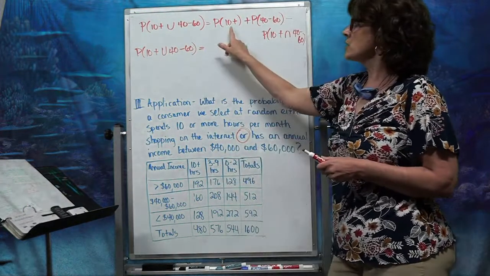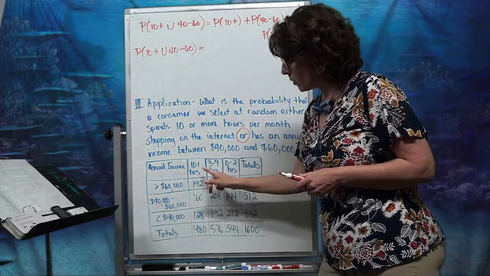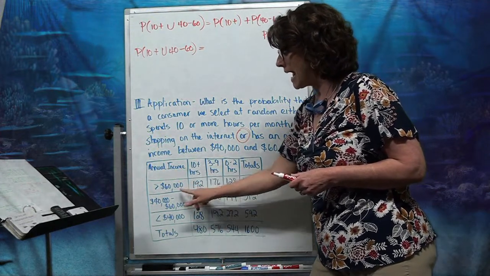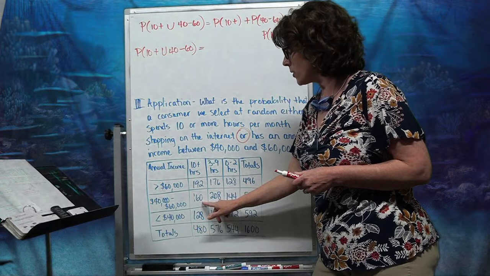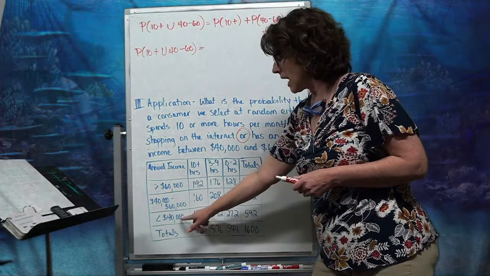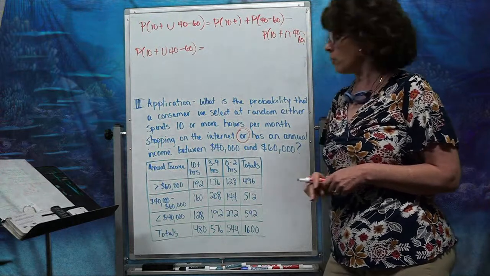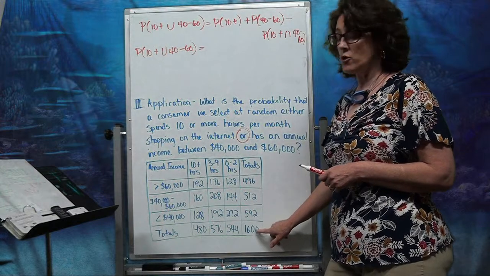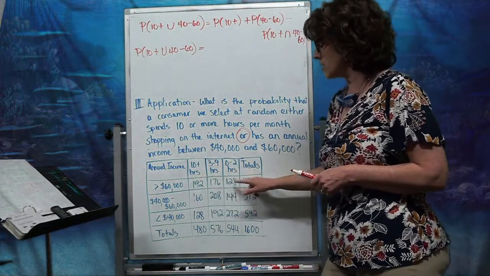So the union that I'm looking for, the union of 10 or more hours and $40,000 to $60,000 income, is the probability of those who shop 10 or more hours. Here's all the people that shop 10 or more hours. Now be very careful, because this 192 is 192 people who shop 10 or more hours and have an income of greater than 60,000. 10 or more hours and $40,000 to $60,000 income. 10 or more hours and income of less than $40,000. So I want everybody that shops 10 or more hours, that's a total of 480 people, out of 1,600 total people here.